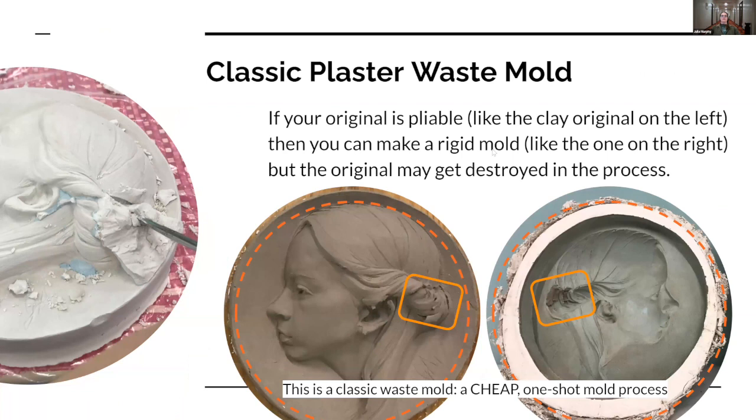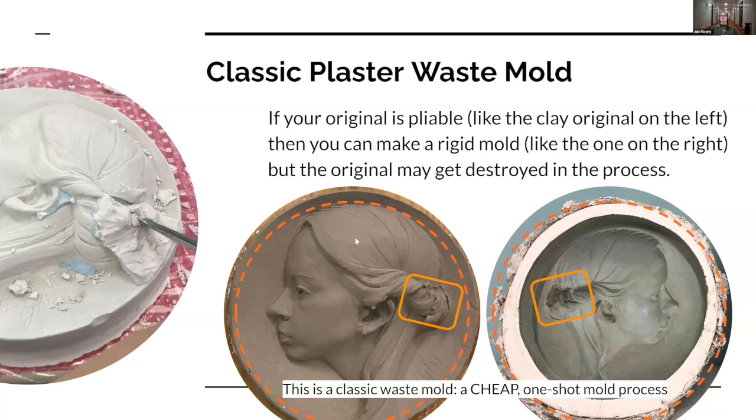Okay. Something that a lot of people end up doing right from the beginning is working with plaster, and there are waste molds where you get one shot because your mold gets destroyed. You can see it being chipped away right here in the corner. But it's a cheap and kind of straightforward way to make a cast of something that's very, very pliable, like clay. That's the usual use.